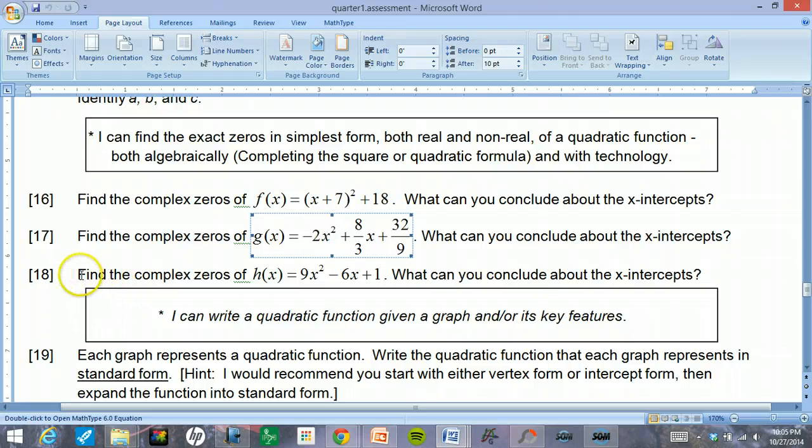But we're no longer on number 17, we're on number 18. So this time I will absolutely use the quadratic formula for this 9x squared minus 6x plus 1. And what can I conclude about the x-intercepts? And then we'll double check it with technology. So here we go.